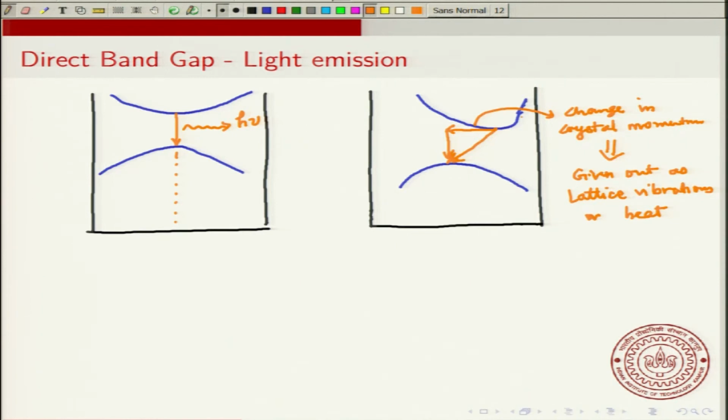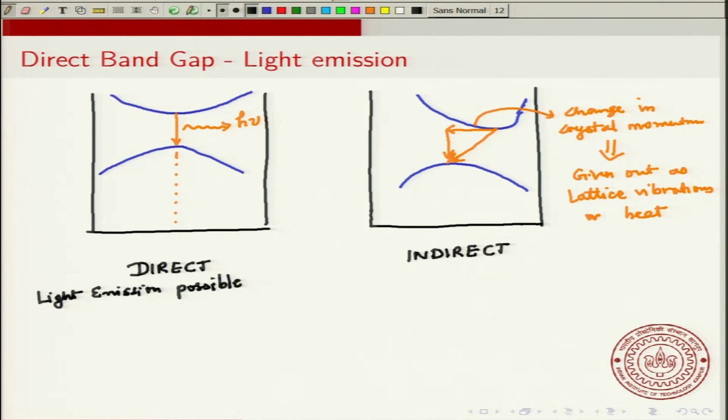Whereas in the case of a direct band gap, there is no change in the crystal momentum. So in this case there is a possibility of light emission. Light emission is possible in this case.